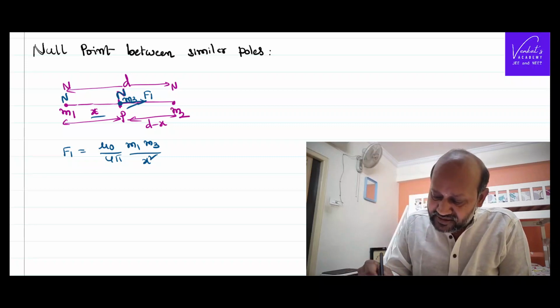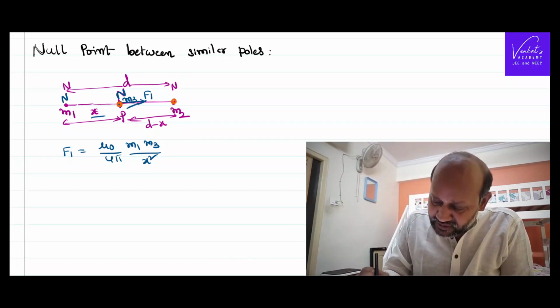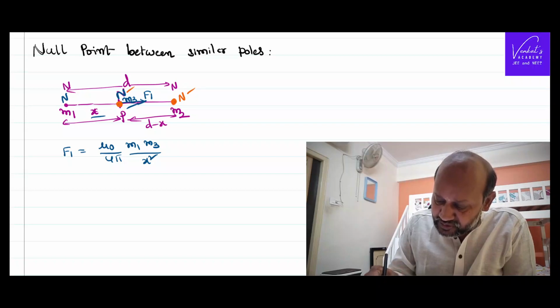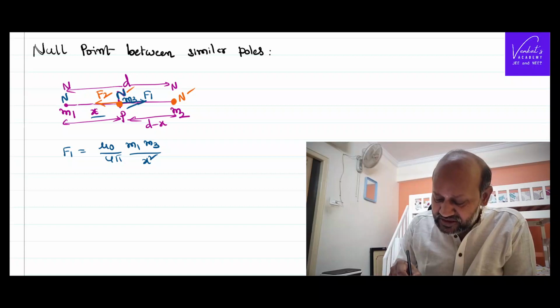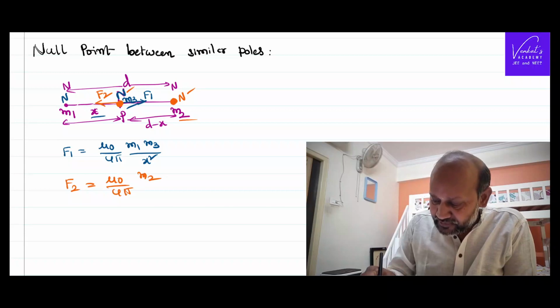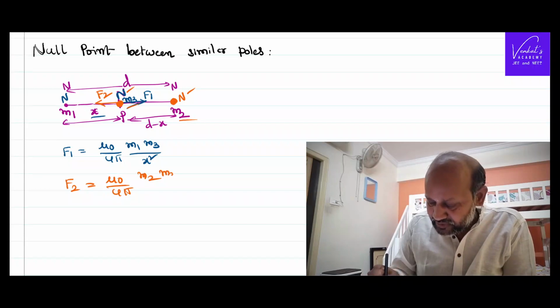Similarly, simultaneously on this M3, due to M2, which is also a north pole, this is a north pole and this is a north pole. So on this M3, due to this north pole, there is another repulsion. Let me call that repulsive force F2. How much is that F2? F2 is between M2 and M3. So it is mu naught by 4 pi, M2 M3, by the separation between them, d minus x, whole square.